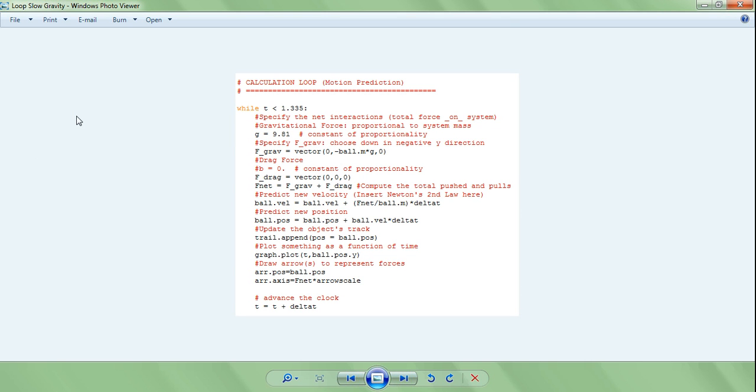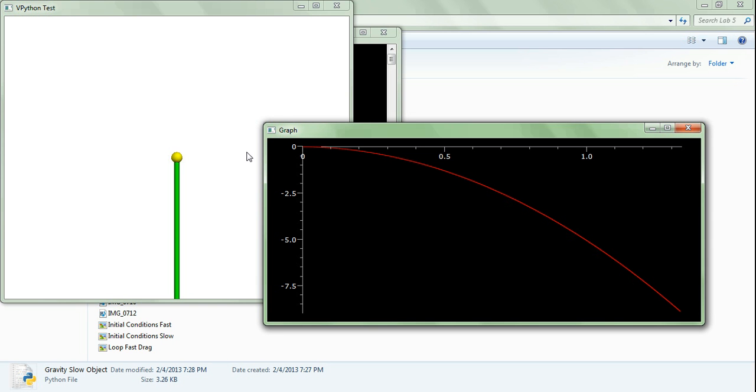To create the model of the bag with only gravity, I set it up exactly the same as the other model, with the force of gravity equal to the negative ball's mass times gravity, and then I set the force of drag equal to 0. When I ran this model, you can see that the bag again moved in a negative y direction in approximately parabolic motion.